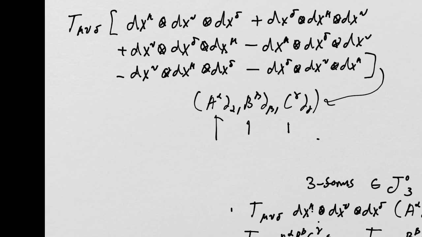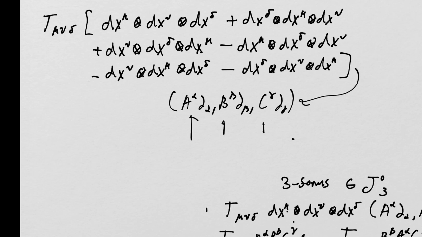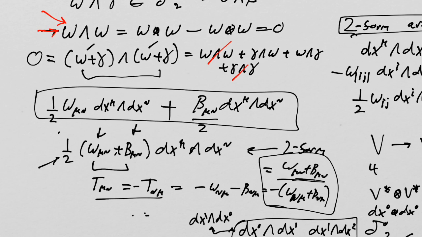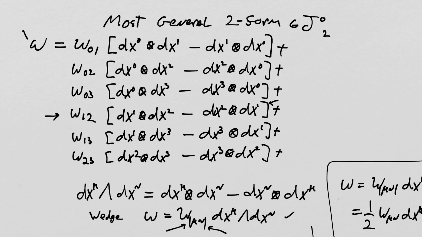And now I have a new tensor basis, and this is the new tensor basis. But in order to make it look kind of like what we did before, which I'm going to go back to, where is it here? In the case of the 2-forms, right?